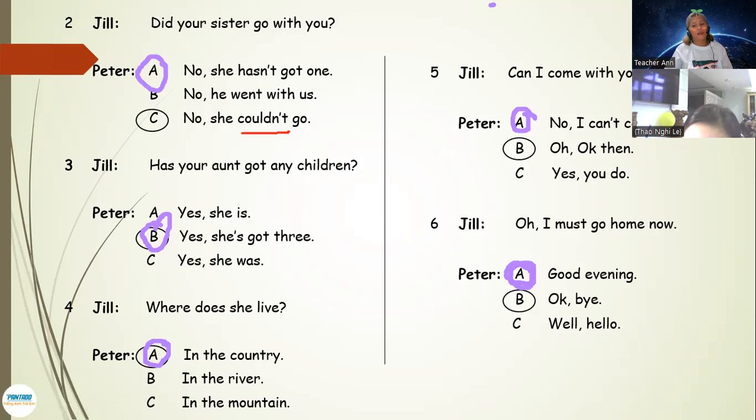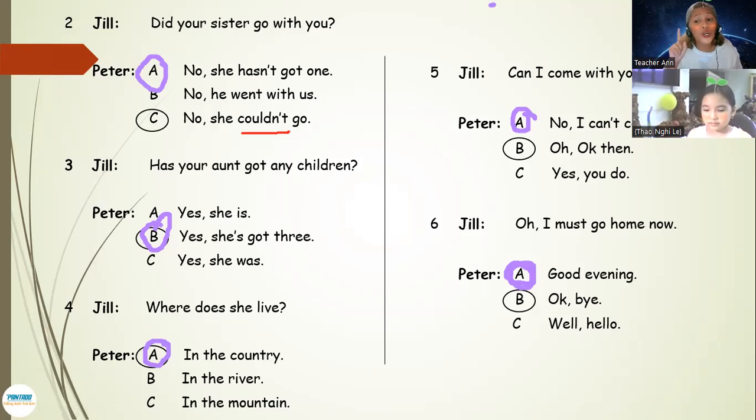Okay, so when I say, oh, I must go home now, the person will say goodbye. So your answer is, okay, bye. Do you understand? So when I say, can I come with you next weekend? You will say, okay then.